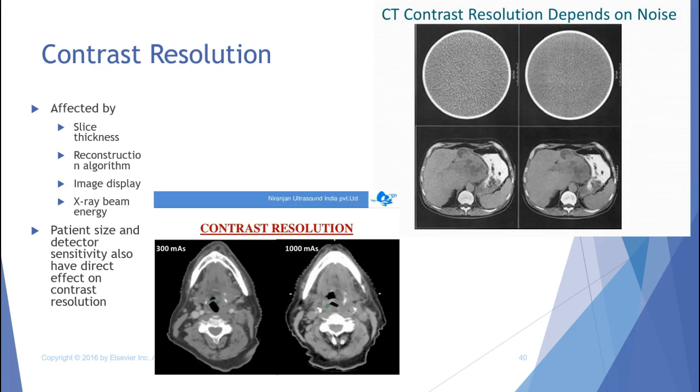Okay. Also, the patient size and your detector sensitivity. So remember, we talked about gas versus solid state detectors. They can also have a direct effect on contrast resolution.